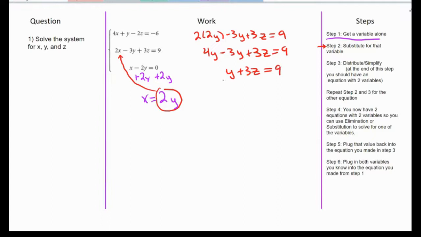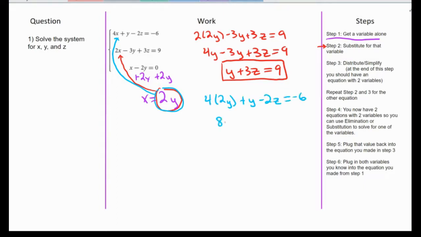Now that I have done this, I have an equation here with just two variables, which is great. And now I am going to take this 2y, and I'm going to repeat what I just did. I'm taking 2y here, and instead I'm plugging it into my first equation. So I'm plugging it into the two other equations, and it would look like this. So after simplifying, I now have two equations that I've created that just have two variables.